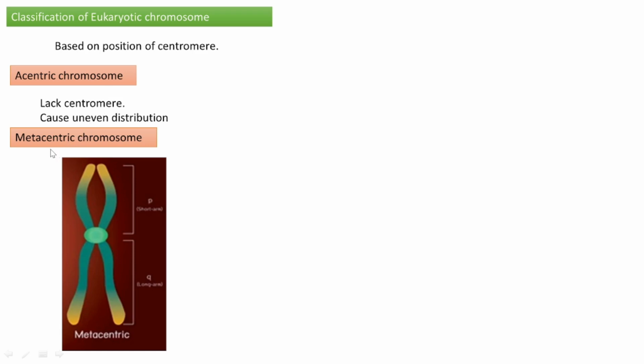Then the next type, metacentric. Metacentric chromosome is like this. And what is its nature? Upon observation, what you can feel here is that the two arms are of equal length. That means the centromere is located in the middle of the chromosome. So that's why the arms are equal in length.